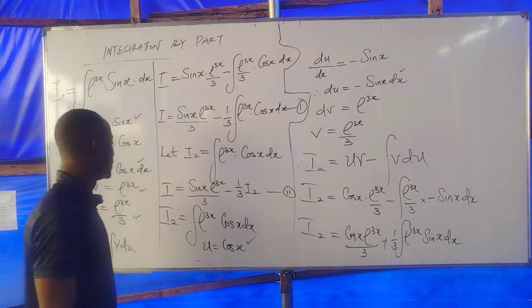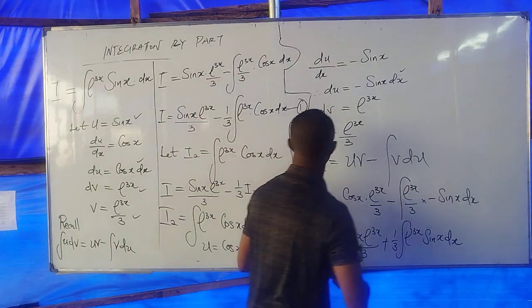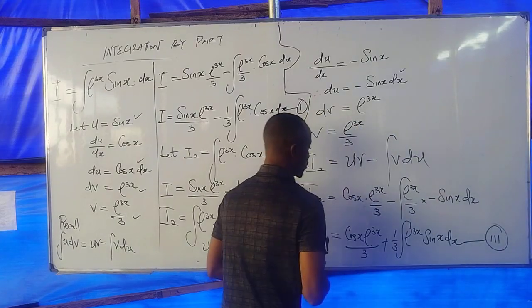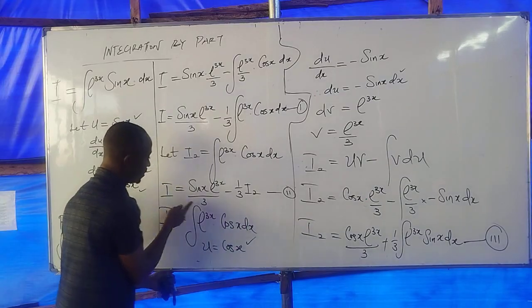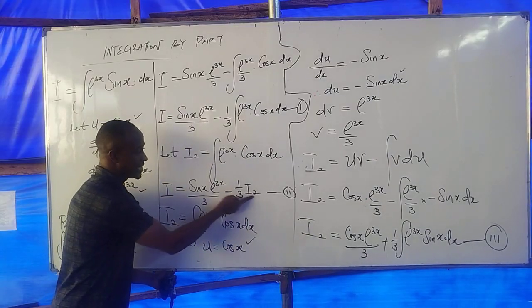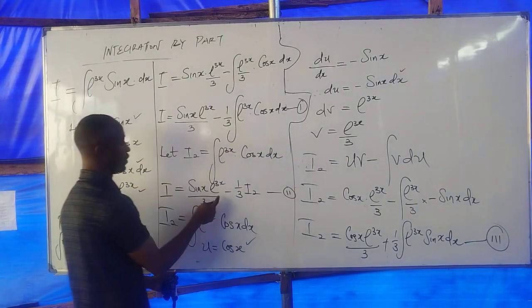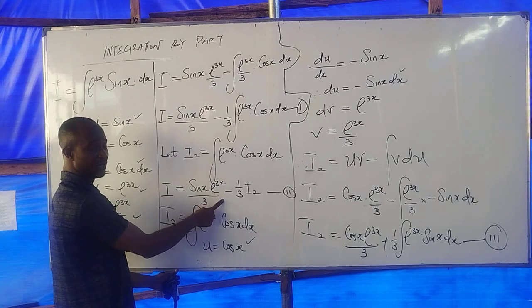Not the same. Now watch. This equation, what is this? Equation 3, abi? So let's put back this. Don't forget that it's from here we have our I2, and this I2 represents this, right? So I will substitute the whole of this into equation 2. Are you following, somebody?